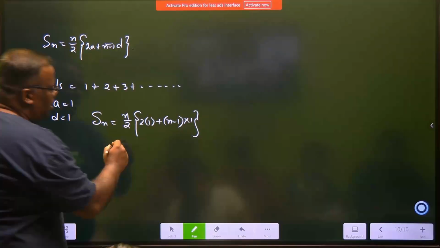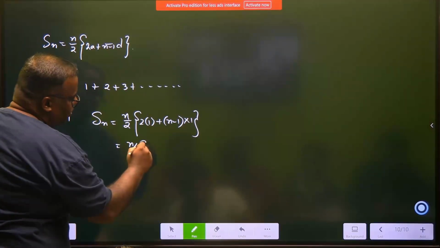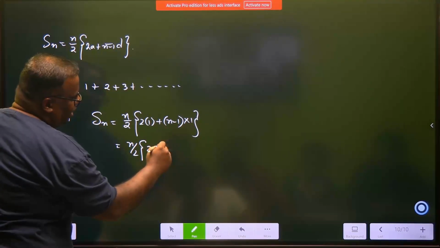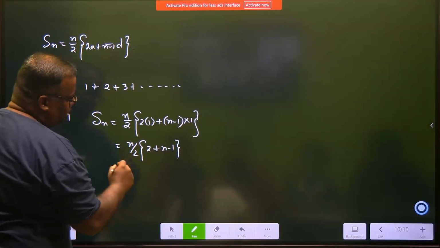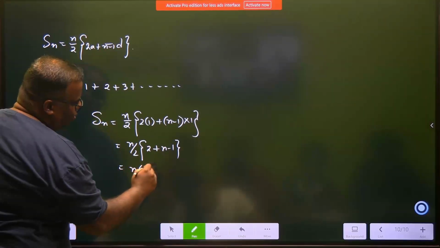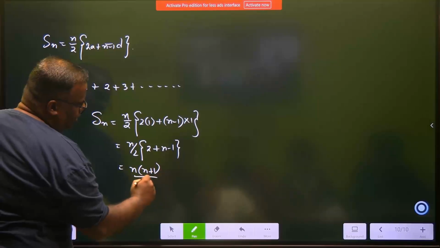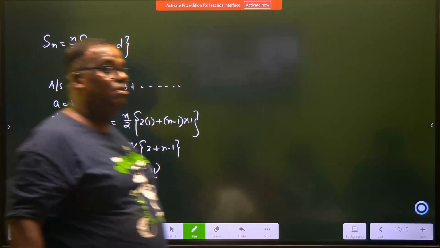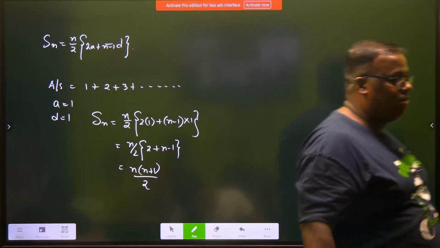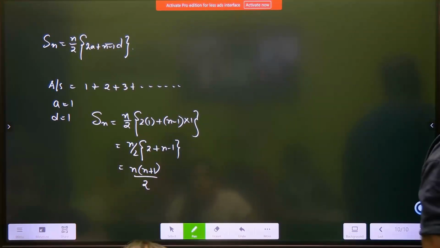Solve this. How much is this? n by 2, 2 plus this, how much does it become? n minus 1. How much does it become? n into n plus 1 divided by 2. The sum of the first n natural numbers is given by n into n plus 1 divided by 2.